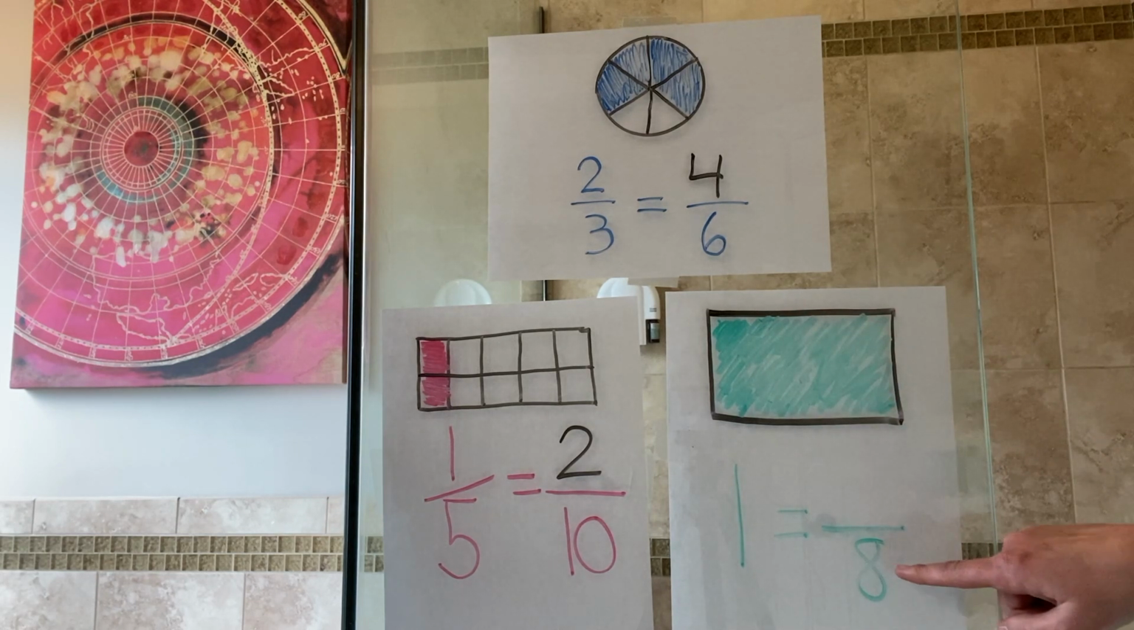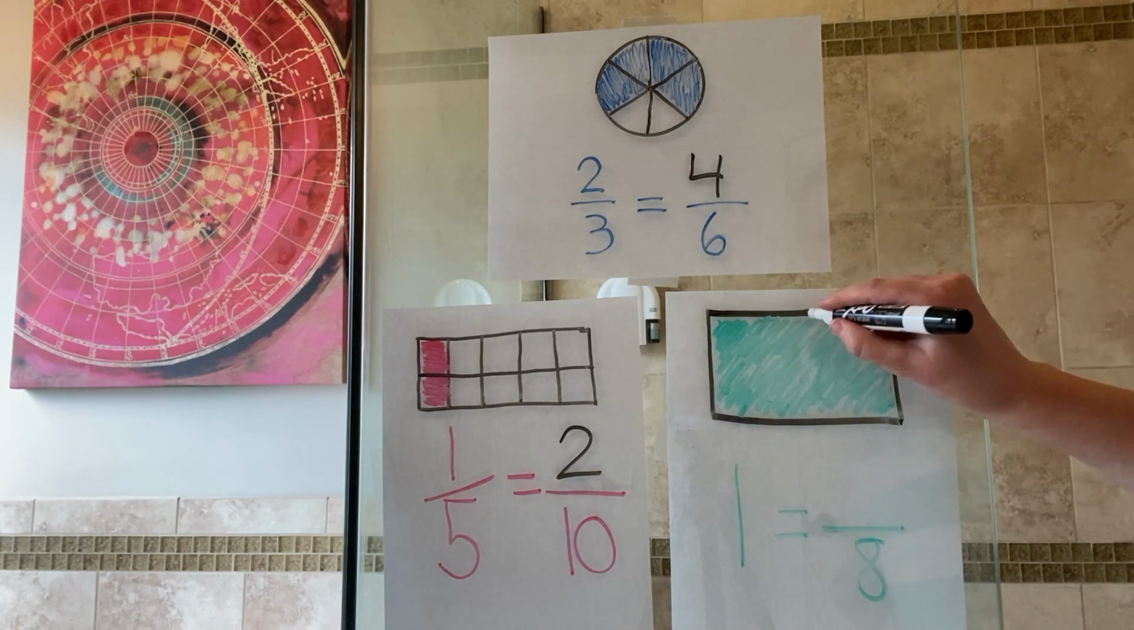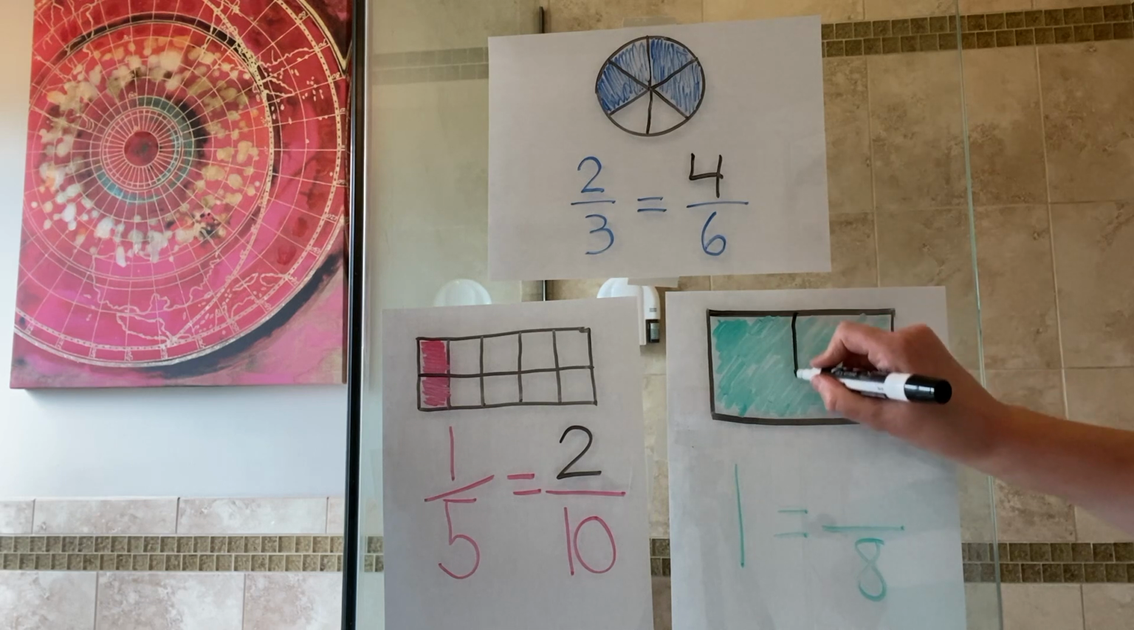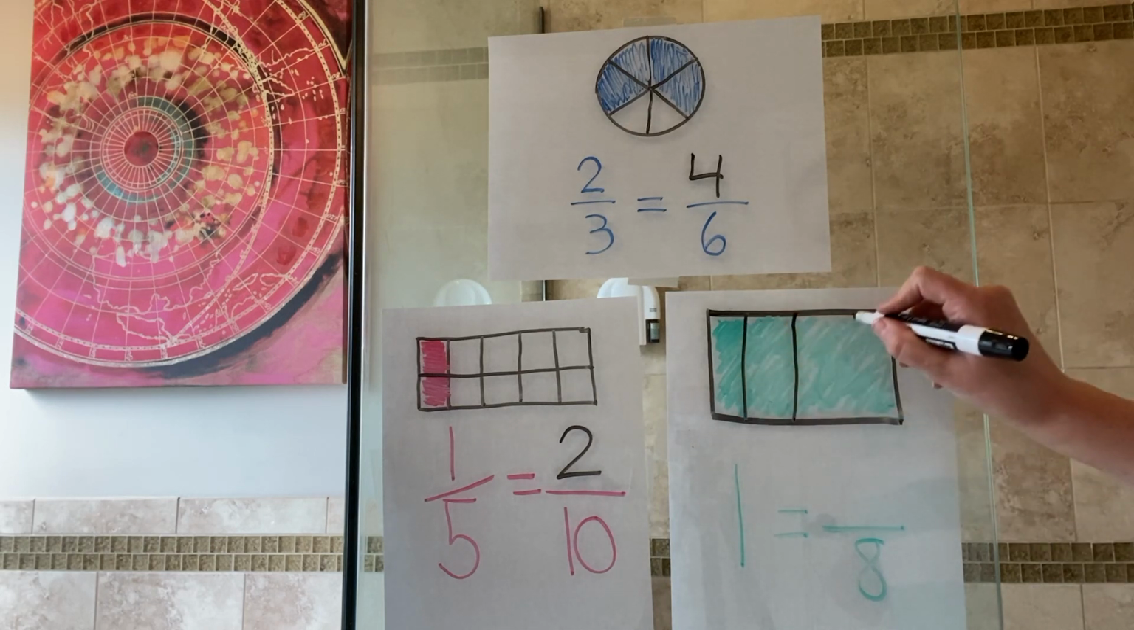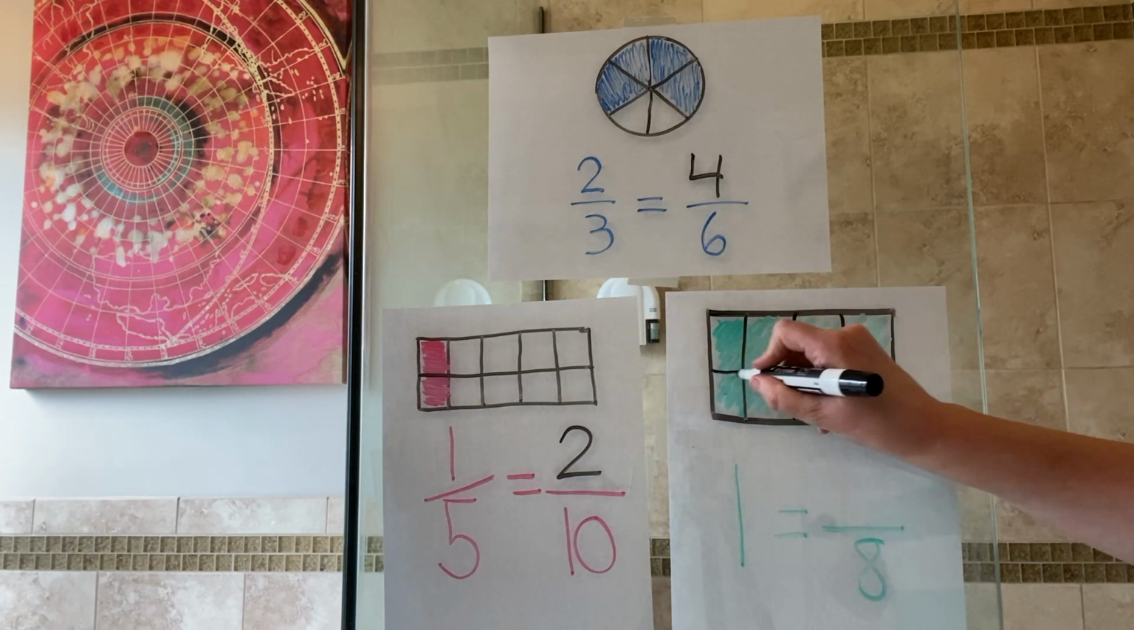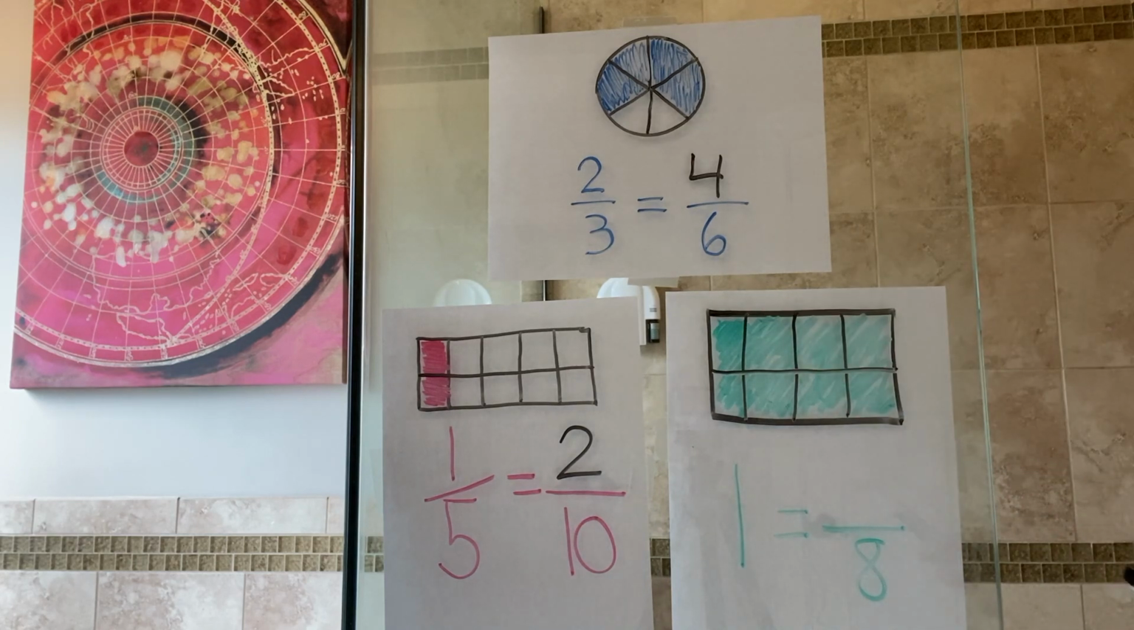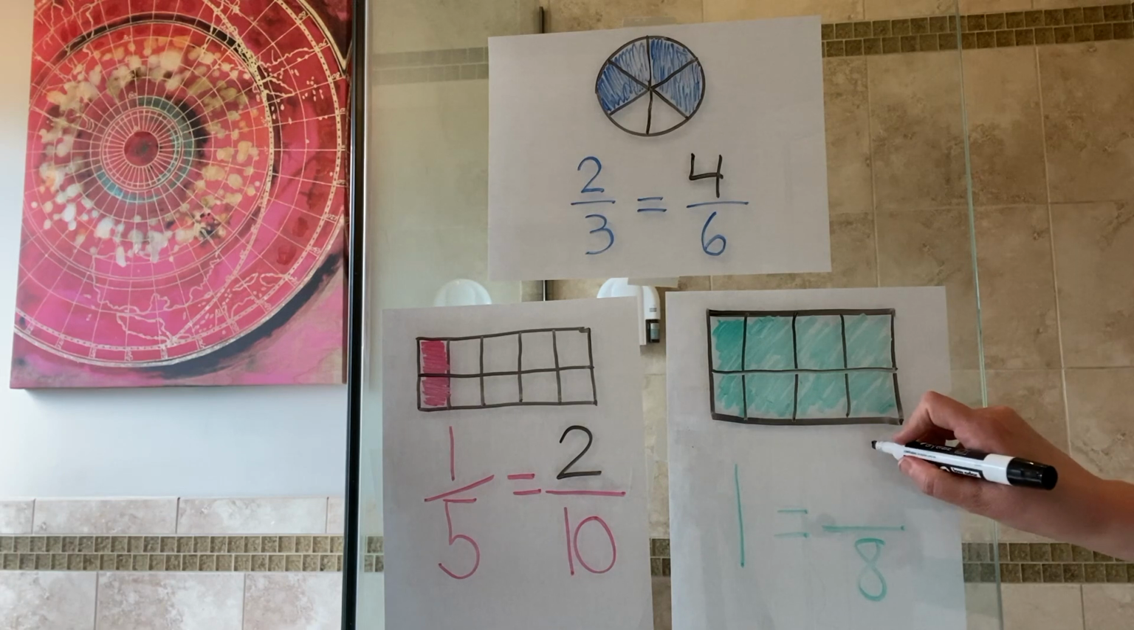And the question is, how many eighths would be equivalent to 1 whole? Let's split it into eighths. Let's do half first. And then I'll break it into fourths. And I'll break those fourths in half and make them eighths. How many are shaded in? 8. So 8 eighths equals 1 whole.